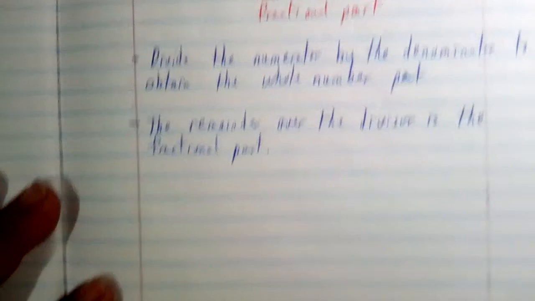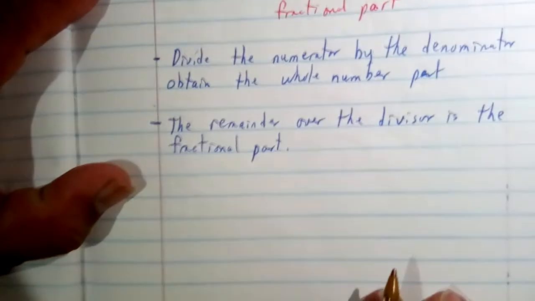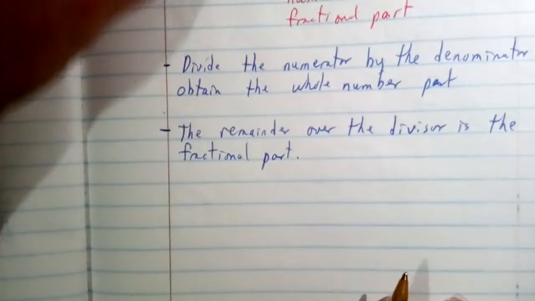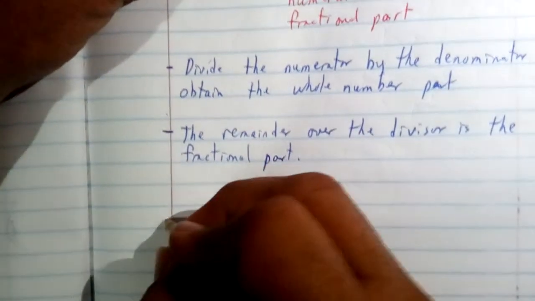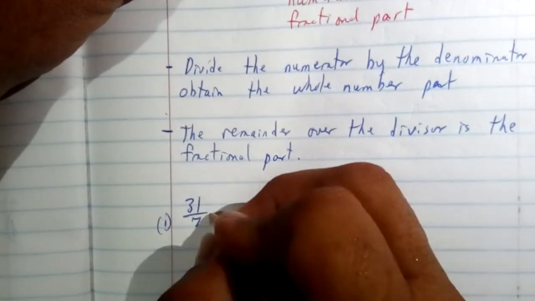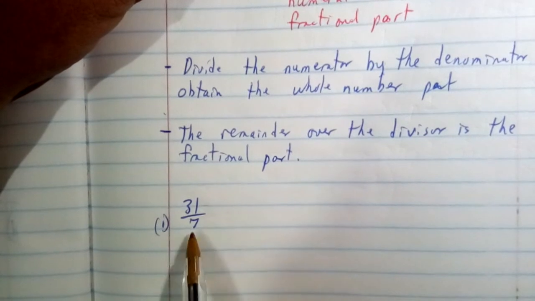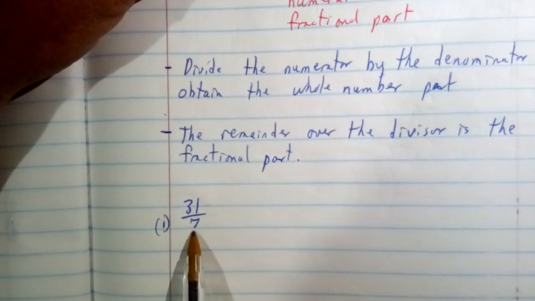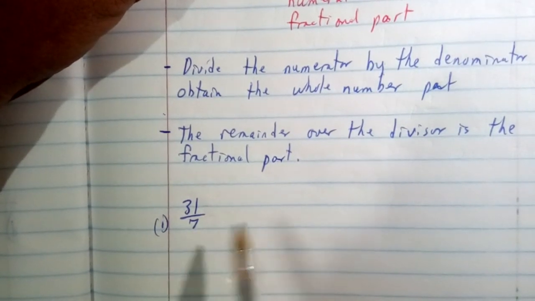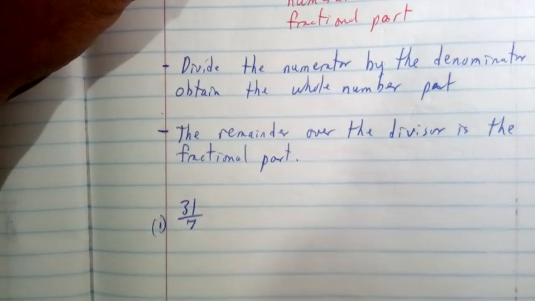Let's try a few examples. So we have a few more examples on this because this is very, very important for us to understand. Let's consider next example. We have 31 over 7. How do we change that? Well, divide the numerator by the denominator and write the remainder over the divisor. Why? Because the fraction part indicates the division.